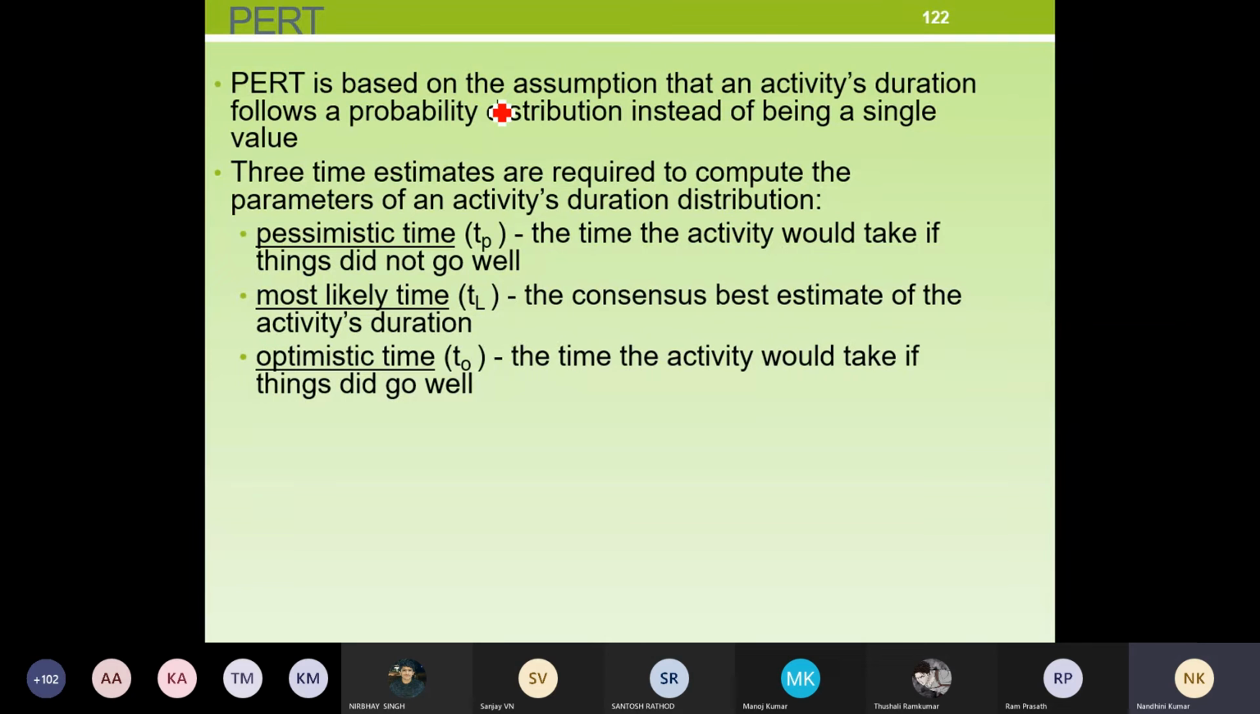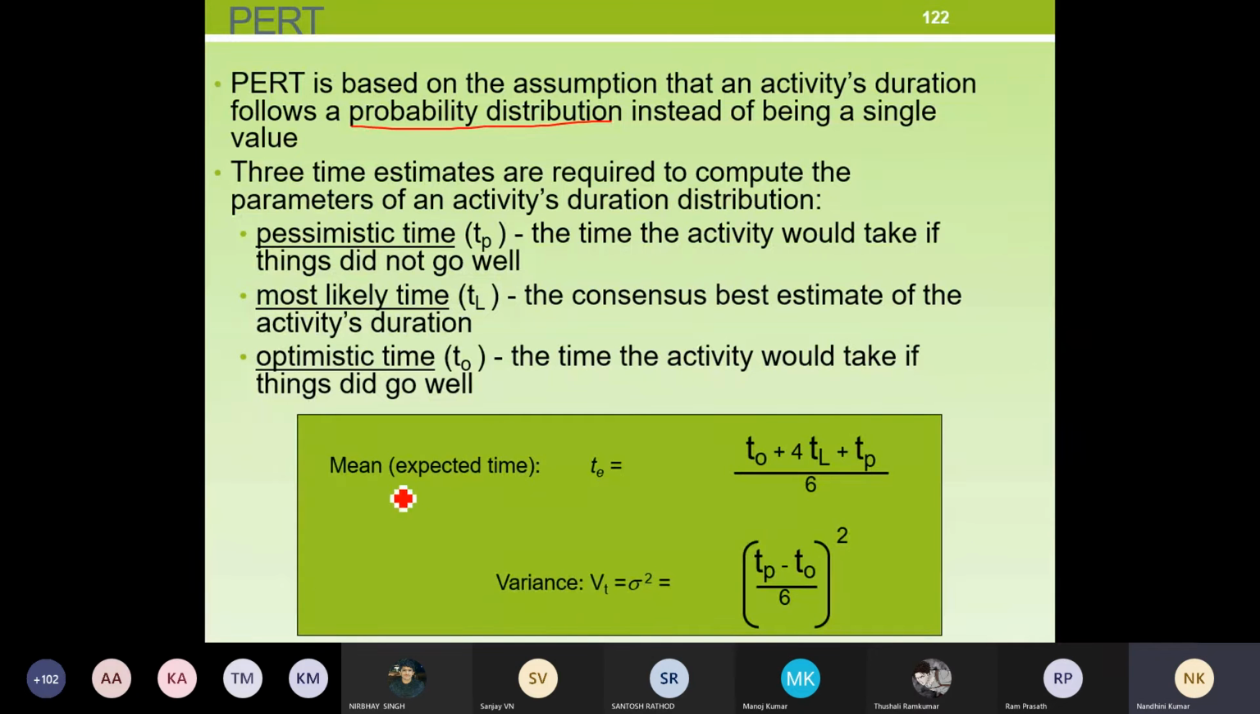PERT is based on the assumption that an activity's duration follows a probability distribution. Three time estimates are there, which we saw. Pessimistic is the time the activity would take if nothing goes well. Optimistic is the time the activity would take if everything goes well. And most likely is the consensus estimate of the activity's duration, which is nothing but the normal time you require. These are the formulas used to calculate the mean and the variance.